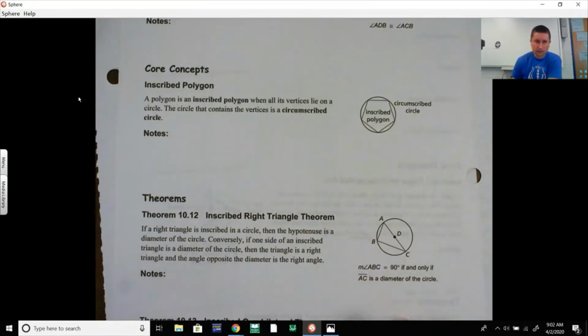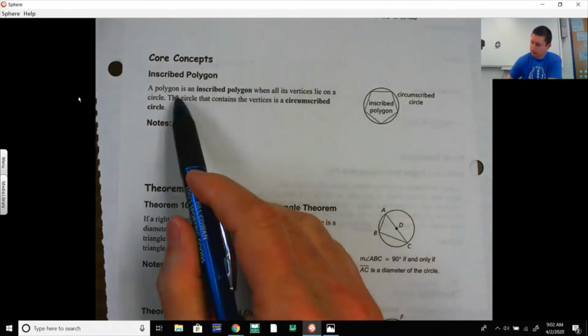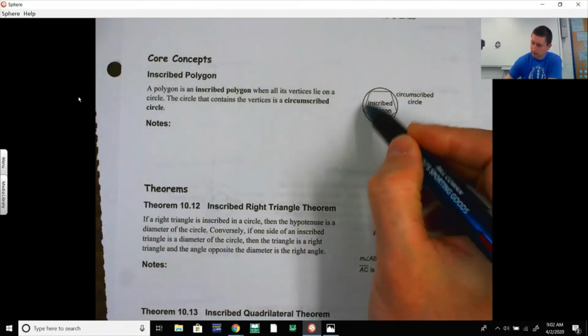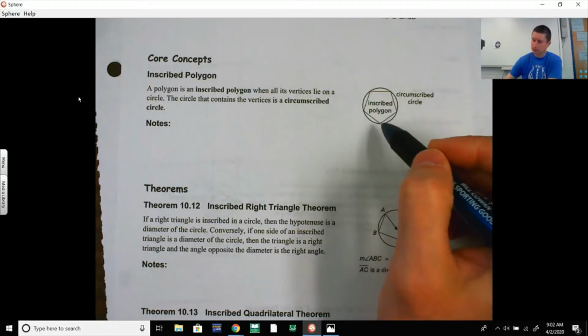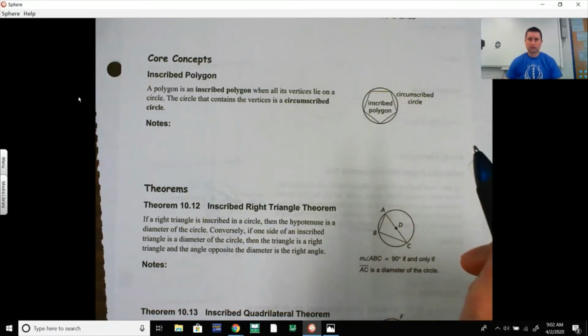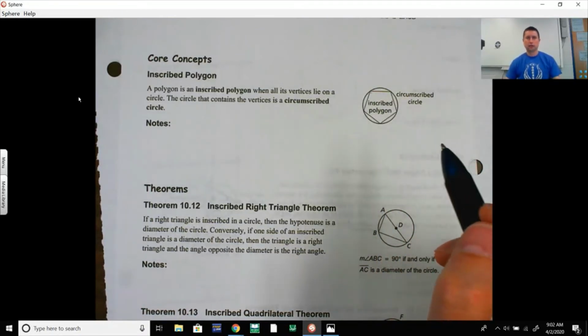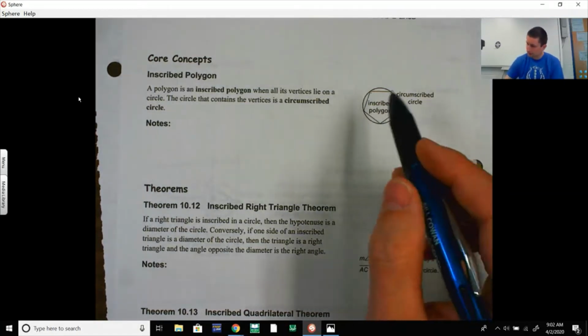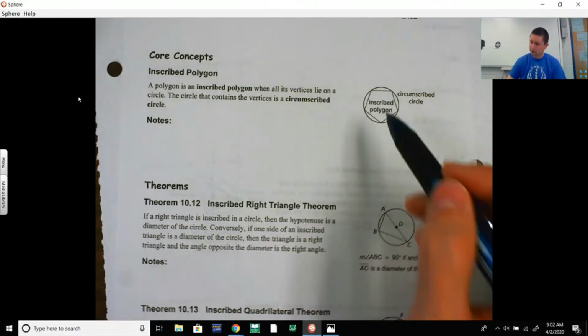Next one is just vocabulary again. A polygon is inscribed when all its vertices are on the circle, and the circle is said to circumscribe. And we talked about that a lot when we did the medians and altitudes and orthocenters and circumcenters and incenters and stuff like that. So the circle circumscribes, the polygon is inscribed.